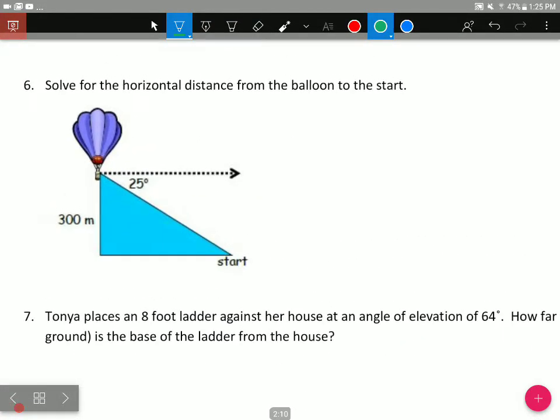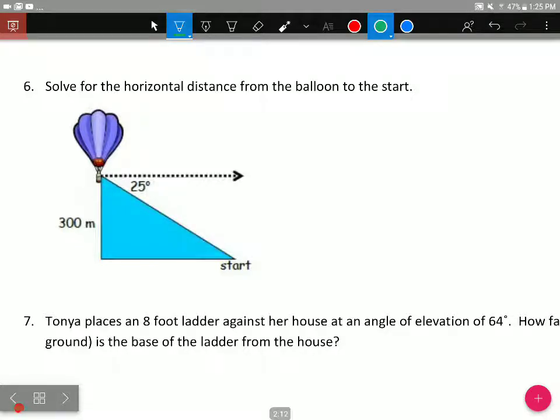Solve for the horizontal distance from the balloon to the start. Oh, this one's actually in your notes. The horizontal distance, that does not mean this one. That means this one, horizontal distance. All right, and we have an angle of depression. So this is the angle right here. That's where your 25 is. That is not this one, okay? This guy does not correspond to that angle. This guy corresponds to this angle. Cool? So, mark your angles.